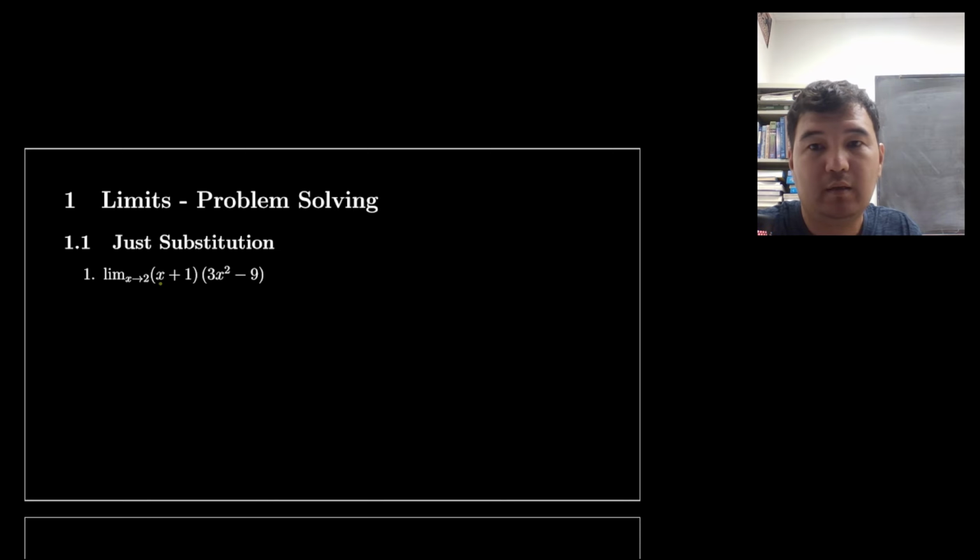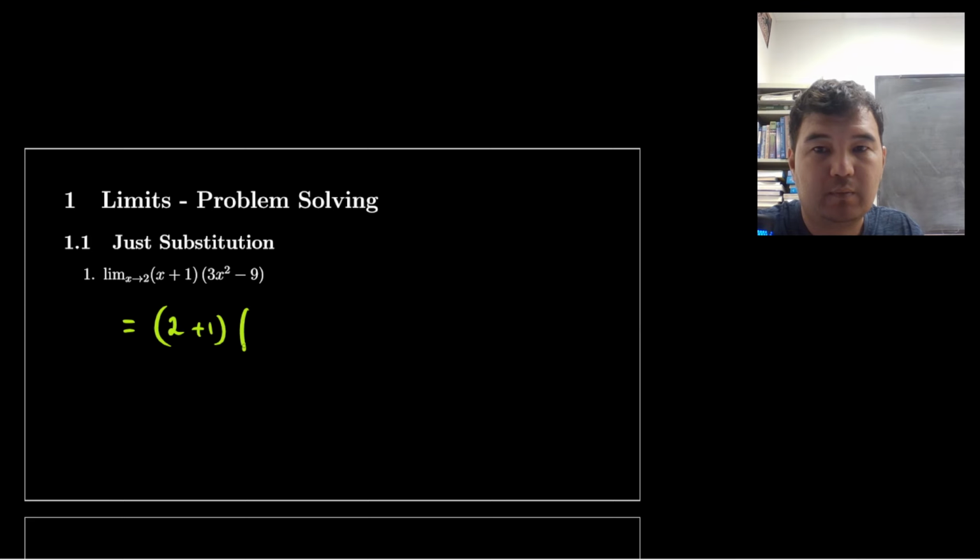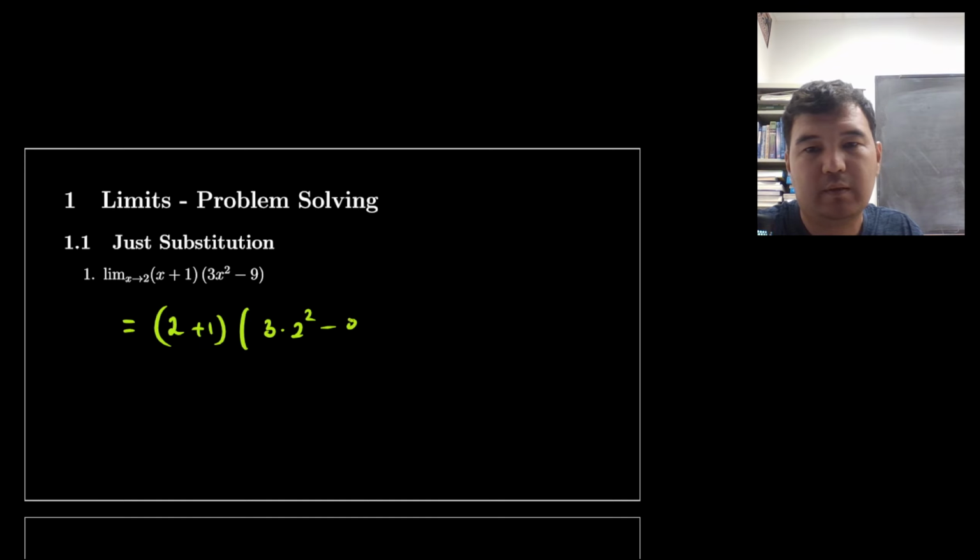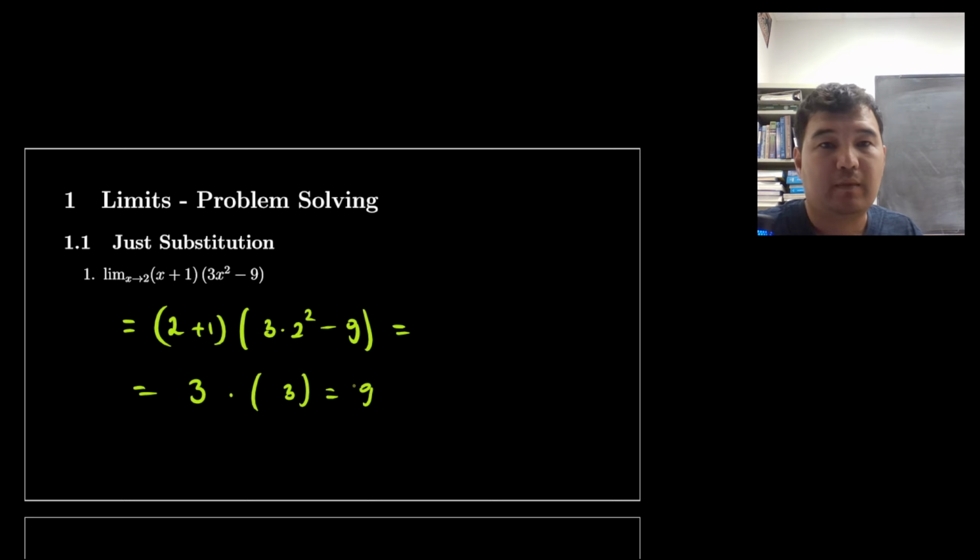So if we plug in x equals 2, for example, we get 2 plus 1 multiplied by 3 times 2 squared minus 9. This gives us a number: 12 minus 9 is 3, and 3 times 3 is 9. If this gives us a number, then that's mostly the limit of the function. So that's the most primitive way. The very first step when you solve a limit problem is to plug the limiting point into the function. If everything works out, then you are good. That number is the limit of your function.